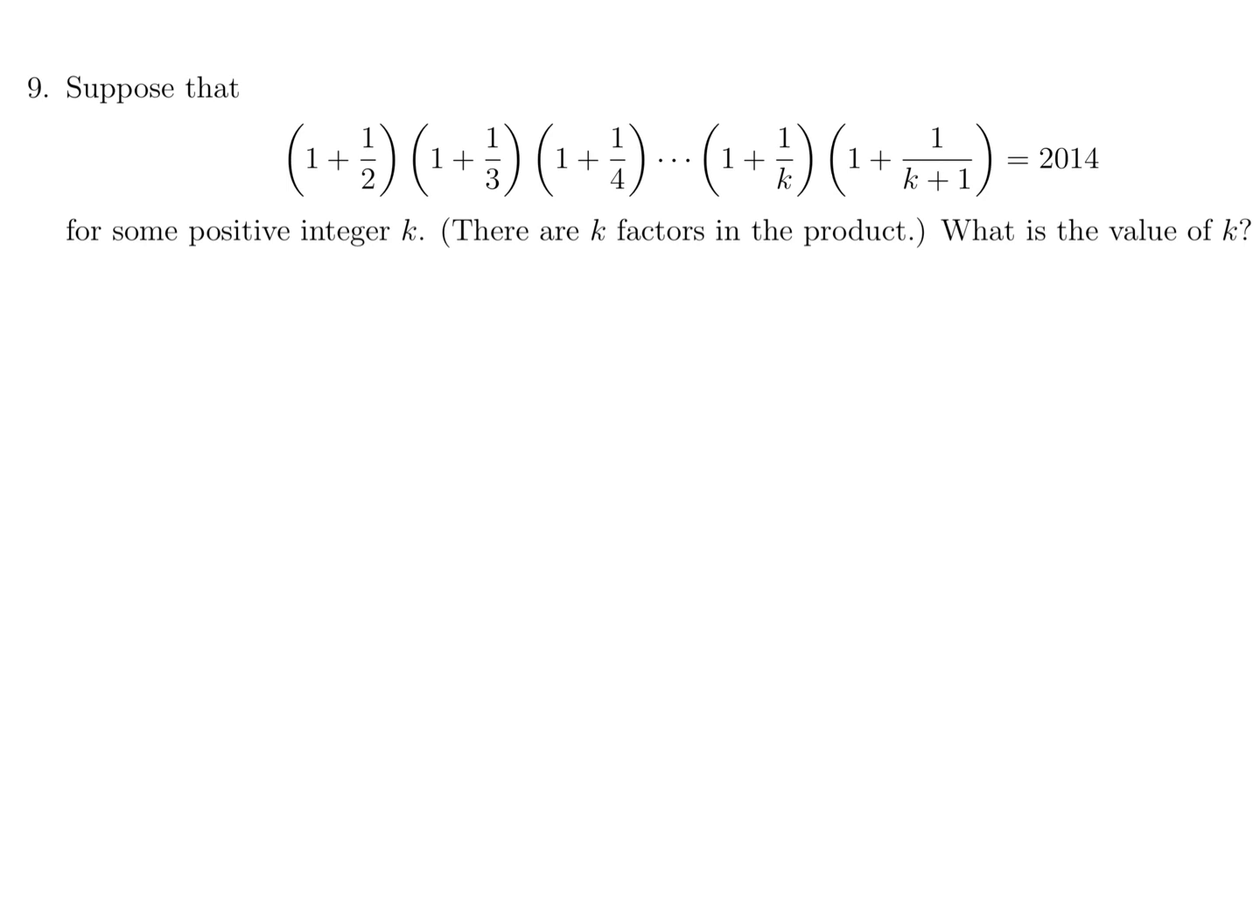Suppose that 1 plus a half times 1 plus a third, dot, dot, dot, all the way until 1 plus 1 over k times 1 plus 1 over k plus 1 is 2014. For some positive integer k, what is the value of k?